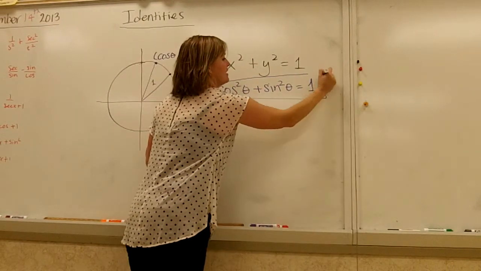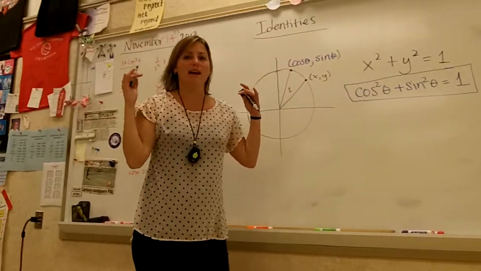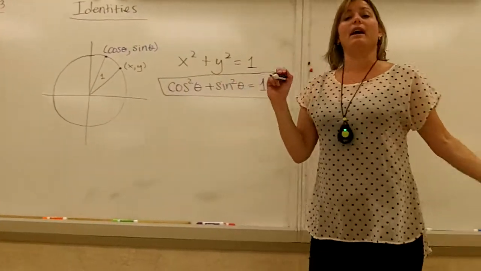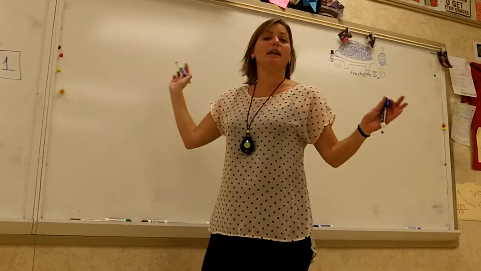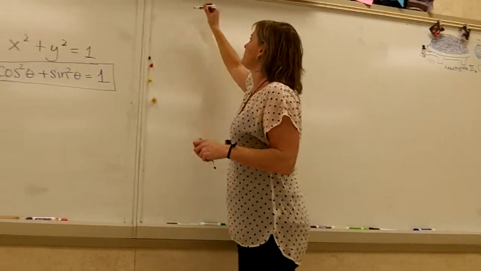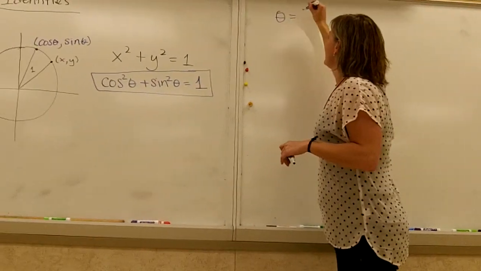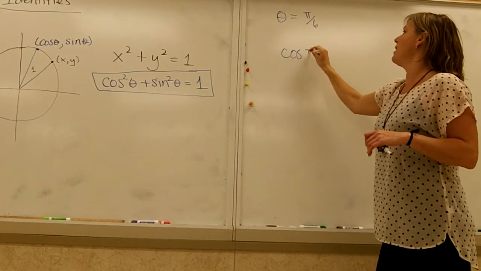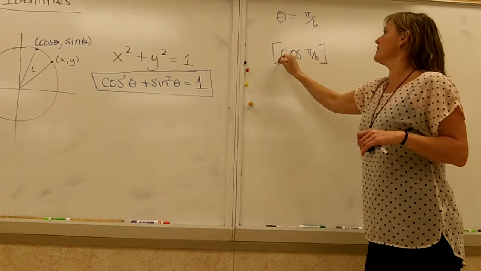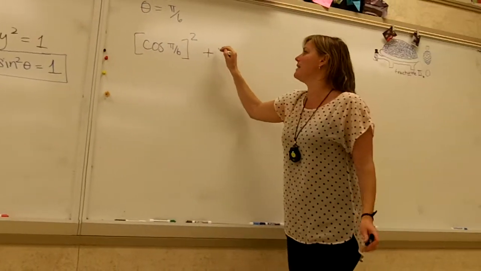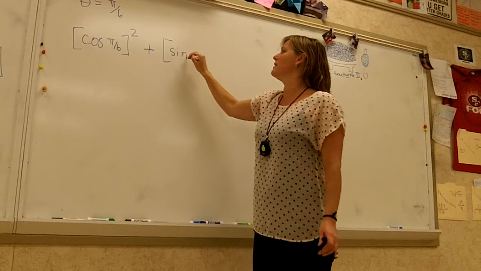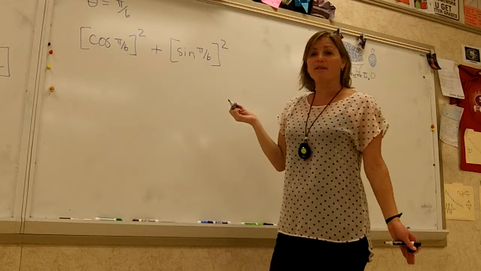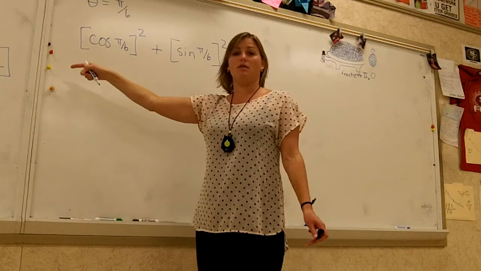Oh my gosh, I hope you can remember that. So let's think about how that works. Maybe you're sitting there going, I don't believe you, Ms. Kreppel. You're crazy. It can't be that easy. Let's try one. Let's say that theta is equal to pi over 6. I want to find the cosine of pi over 6 and square that, and add it to the sine of pi over 6, which I'm also going to square. Hopefully, if I do everything correctly, it's going to end up being 1.